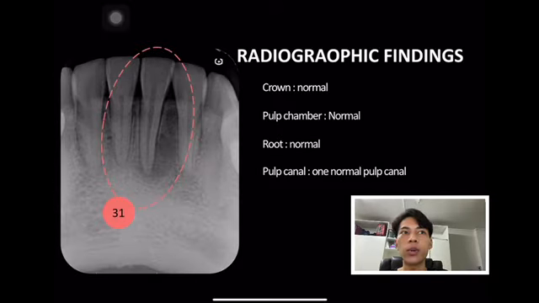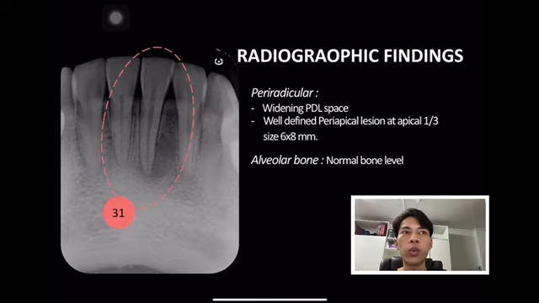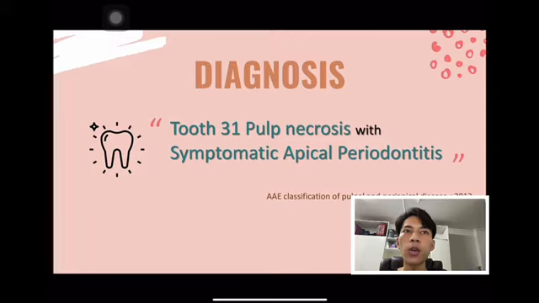Next is radiographic finding. Tooth 3-1 has normal crown, normal pulp chamber, 1 root and 1 root canal. Periradicular: there is a well-defined periapical lesion at the apical 1/3 and normal alveolar bone level.